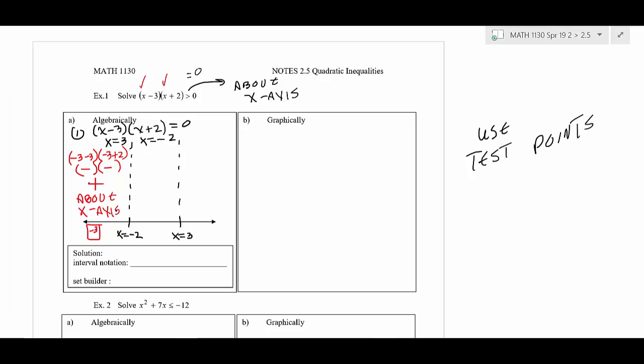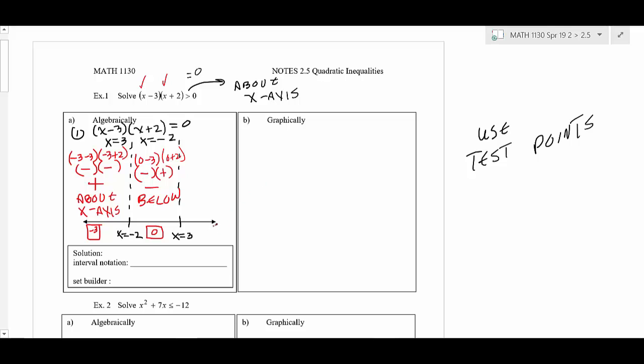Okay, that's the idea. Now you take another test point between -2 and 3. You can use 0 because it's the easiest number to calculate with. Again, plug into the original, so you would have 0 minus 3 times 0 plus 2. A lot of this stuff you kind of learn to do in your head. Well, that's a negative times a positive, so that's a negative. So what does that mean about the graph? It's below the x-axis. So it's just picking a test point and computing.